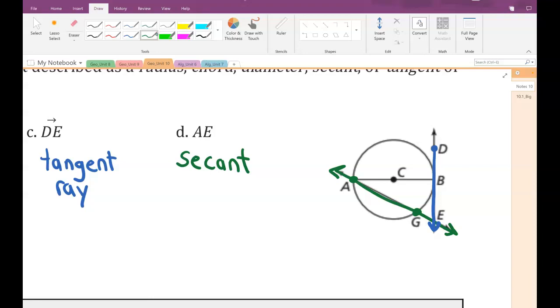So that's just vocabulary to have. So when you're trying to refer to something, you know what to call it. You don't have to just call it this line or that line. You could say, oh, well, the secant AG, the tangent ray DE. It makes things a lot more helpful.